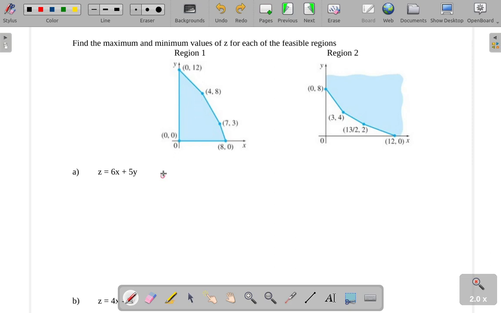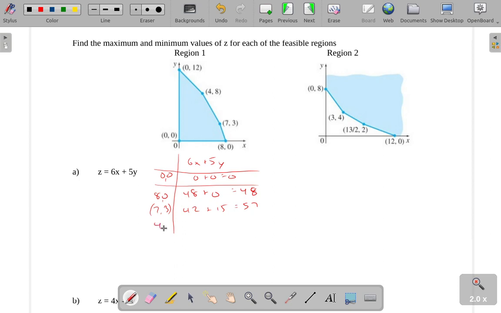So first off, 0, 0. Let's do 6x plus 5y. That would give us 0 plus 0, which is 0. Alright, well that's kind of boring. At the point 8, 0, we get 48 plus 0, which is equal to 48. At the point 7, 3, we would get 42 plus 15, which is 57.